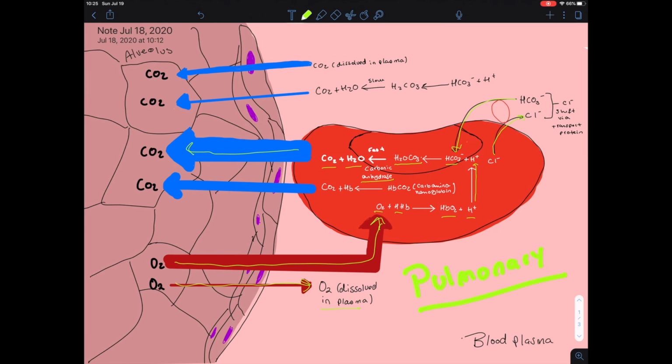Now, carbaminohemoglobin also diffuses in the erythrocytes, getting hemoglobin and CO2, and that gets diffused to the alveolus. And the same reaction here occurs in the blood plasma, but is slower because we don't have the catalyst carbonic anhydrase. And CO2 also that is dissolved in the blood plasma gets transported to the alveolus. And remember that CO2, it's our metabolic waste.